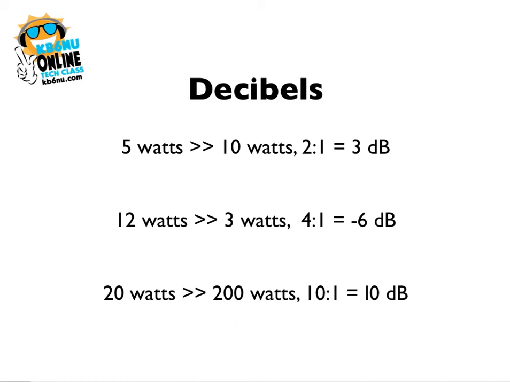Question: what is the approximate amount of change measured in decibels, dB, of a power increase from 20 watts to 200 watts? Answer: 10 dB. Increasing the power from 10 watts to 100 watts is a ratio of 10 to 1, and 10 dB corresponds to a ratio of 10 to 1.